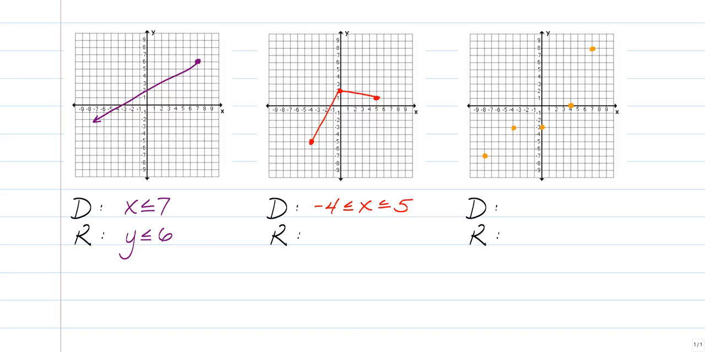We do the same thing for the y value. The smallest y value is a -5. And our biggest y value is 2. So if you said something like between -5 and 2 for the y values, then you would be correct. Okay, now your last one is the trickiest if you've never seen domain and range before.